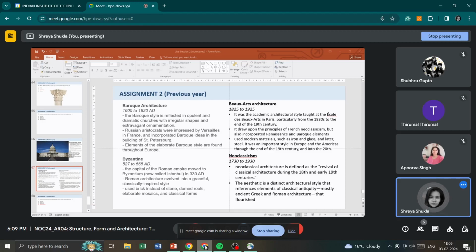Then neoclassicism started around the 1730s to 1930. Neoclassical architecture is defined as the revival of classical architecture during the 18th and 19th centuries. The aesthetic is a distinct architectural style that references elements of classical antiquity, mostly ancient Greek and Roman architecture that flourished in classical times.